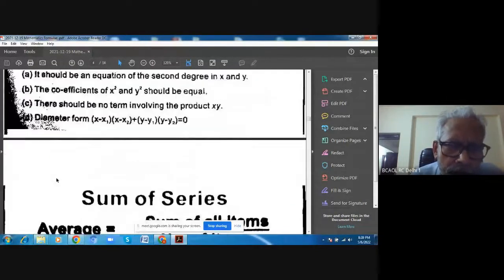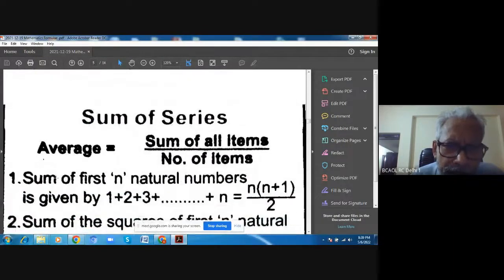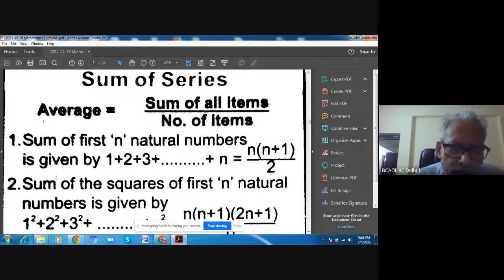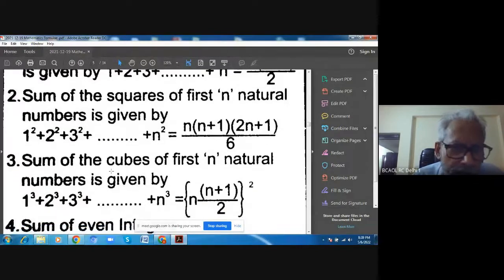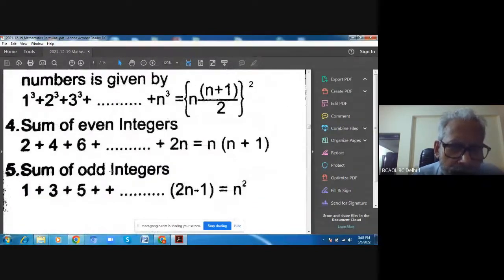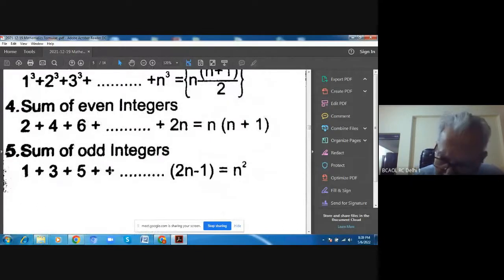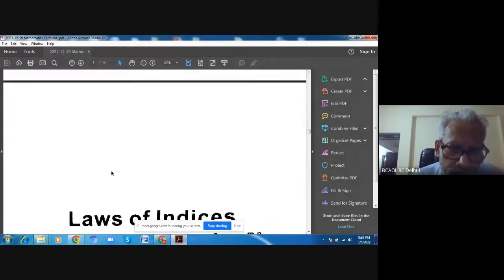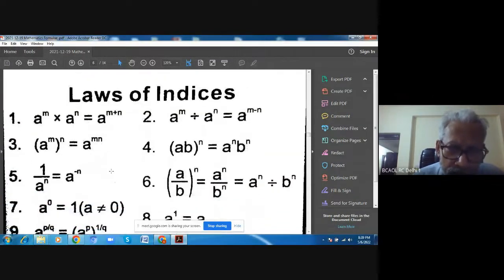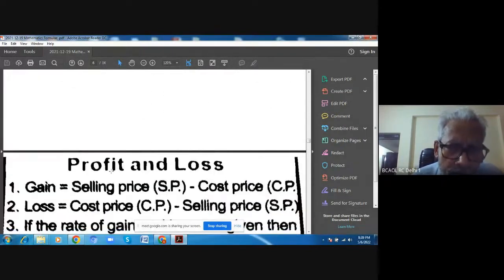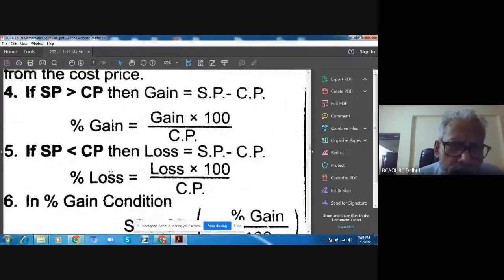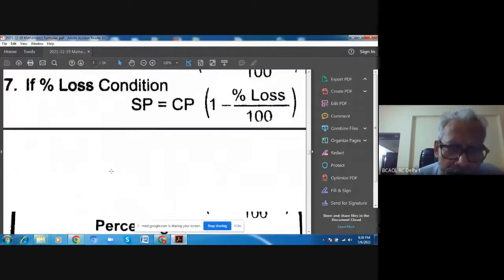Then your sum of series, yes, ये important है, हाँ ये आपको important है। These things, natural numbers के ये हुए आपको important है। This is also important, ये सारे important। अभी जो मैंने सारे बड़े बड़े में प्रेजेंटेशन में लिखा हुआ है, ये सारे आपको important है। Then laws of indices, this is also not very much needed. Profit and loss is not required, but you can keep it for future.